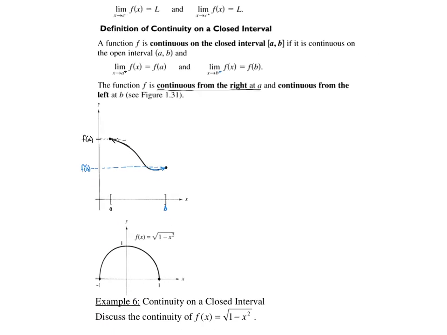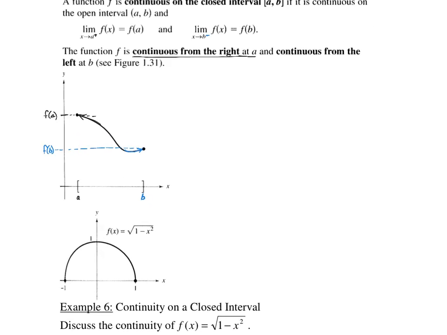Here, it's continuous from the right at A, and it's continuous from the left at B. So therefore, we would say that here, f is continuous on the closed interval AB. Okay? Because it's continuous from the left at the one endpoint, it's continuous from the right at the other endpoint, and it's continuous in the middle. Okay?